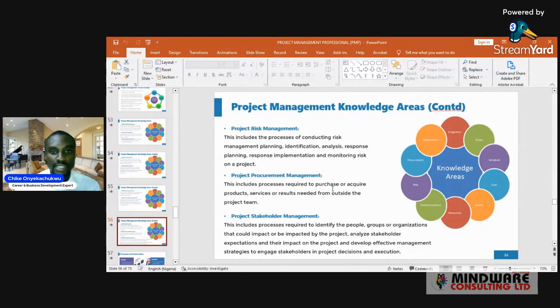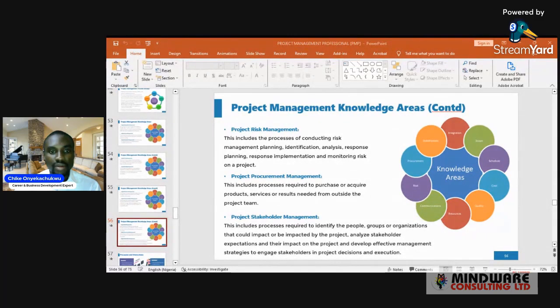This includes processes required to purchase or acquire products, services, or results needed from outside the project team. Okay. So in procurement management, we talk about make or buy analysis. All right. Make or buy analysis. Most of the time, we'll ask the question, are we going to make this thing? Are we going to buy it? Boils down to you as a project manager and maybe the project management leadership to be able to know that.